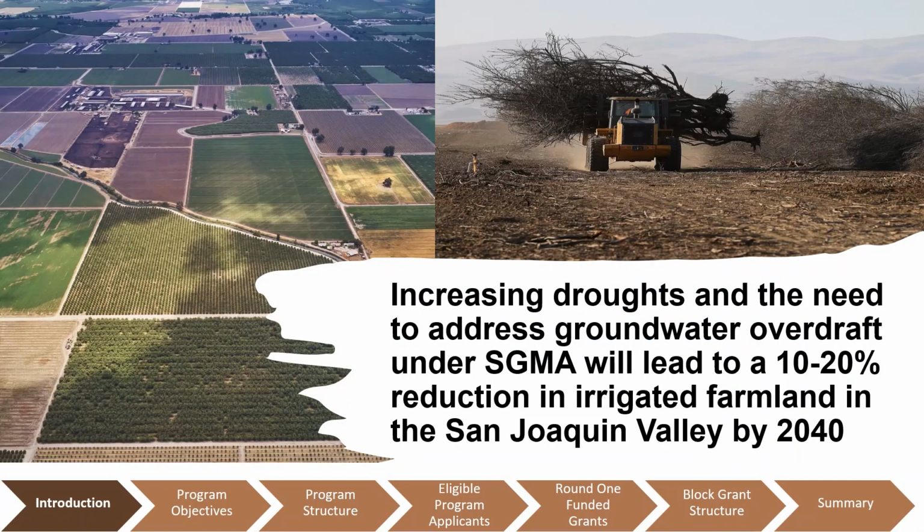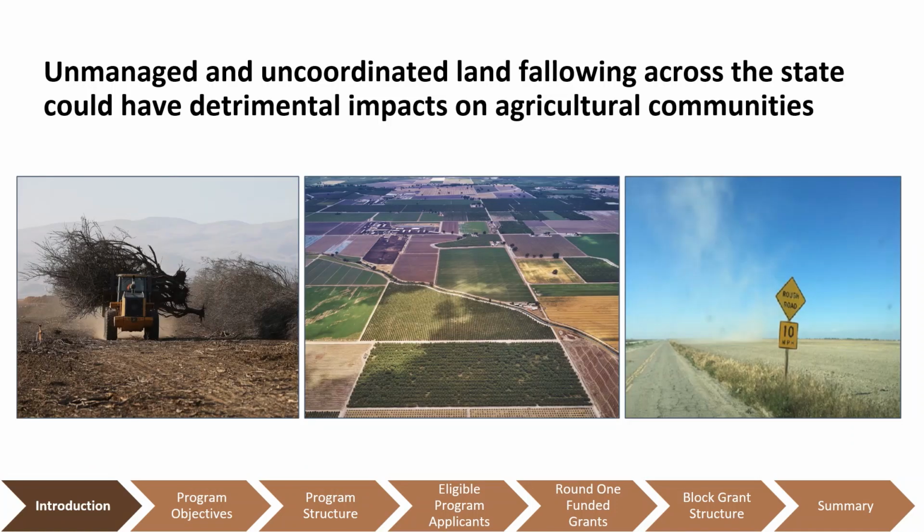Although the implications of SGMA remain mostly unknown, studies have projected a 10 to 20% reduction in irrigated farmland in the San Joaquin Valley by 2040 to address groundwater overdraft under SGMA and rebalance water resources under increasing drought conditions in the state. Unmanaged and uncoordinated land fallowing across the state could have detrimental impacts on agricultural communities, like affecting the agricultural economy and labor, and could result in a random patchwork of fallow land and increased dust and air pollution.